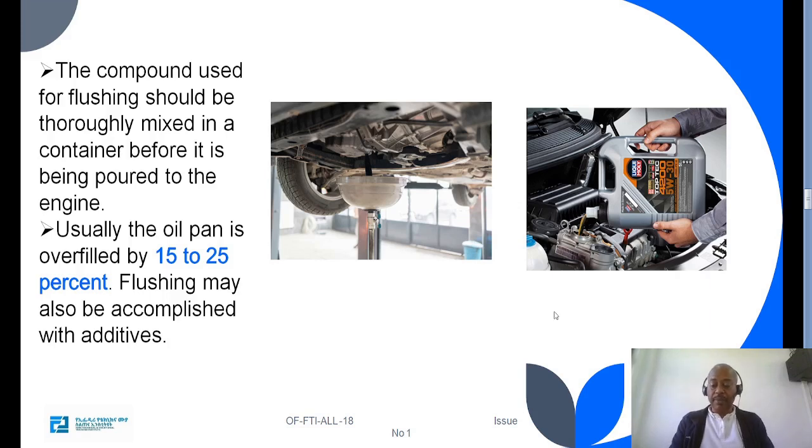The compound used for flushing should be thoroughly mixed in a container before it is poured into the engine. Usually, the oil pan is overfilled by 15 to 25%. Flushing may also be accomplished with an additive. This picture shows when the engine oil is drained out, and this picture shows when the engine oil is filled up.